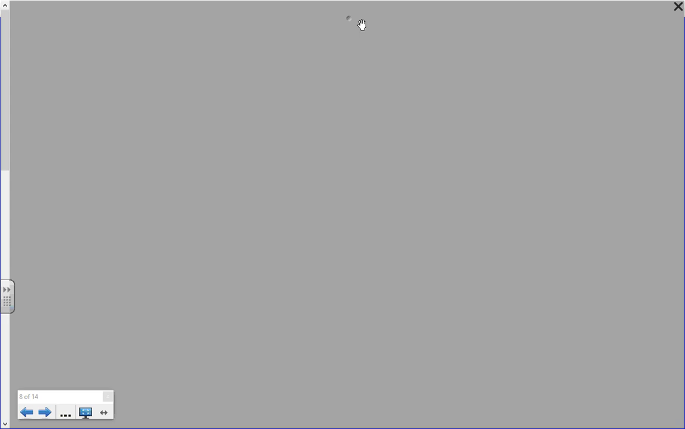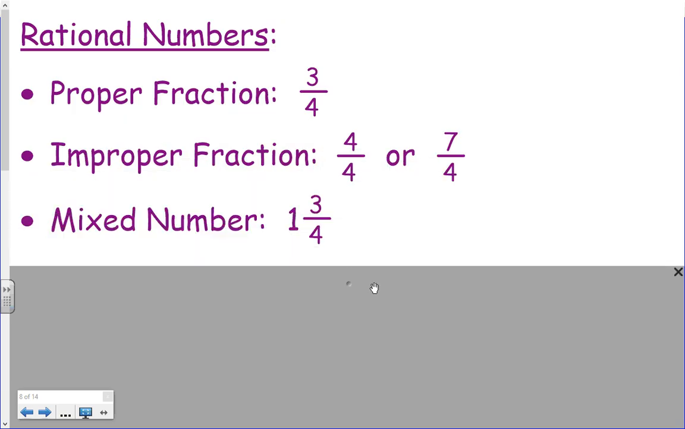Okay, so let's go back and refresh our memory a little bit with rational numbers. A rational number, if you recall, is a number that can be written in the form of an integer divided by an integer. And there's actually several different ways that we can write these fractions. We can have what's called a proper fraction if the numerator is less than the denominator. So if something like 3/4, 3 is less than 4, so that's a proper fraction.